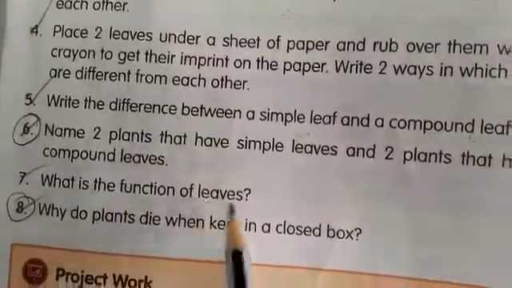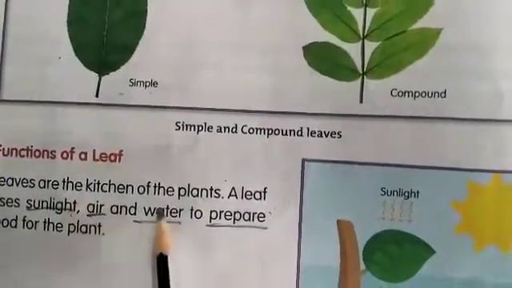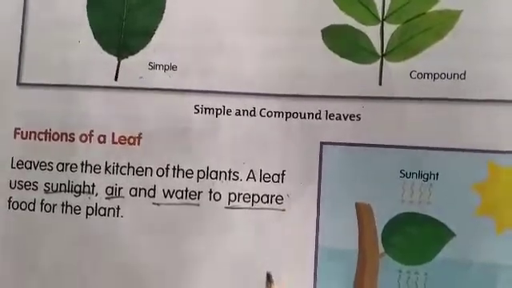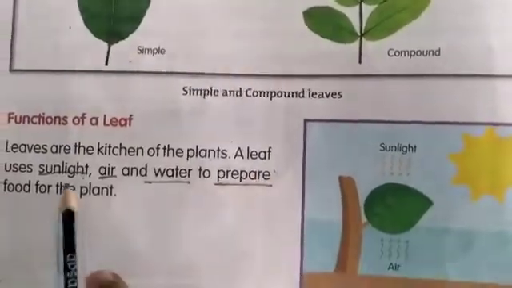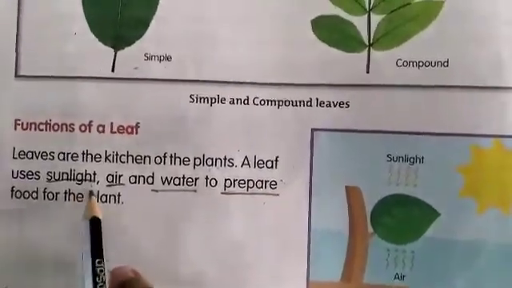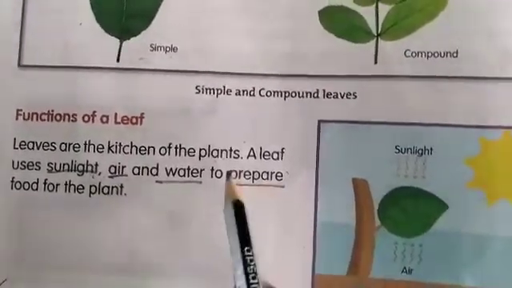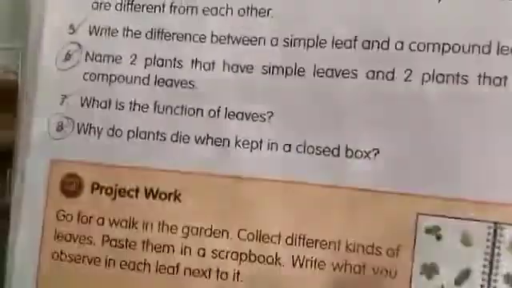And what is the function of leaves? Leaves help in preparing food for the plant. So that is the function of a leaf. And what does it use to prepare food? If they ask you in this way, you are going to write: a leaf uses sunlight, air and water to prepare food for the plant. And what is the function of it? Preparing food for the plant.